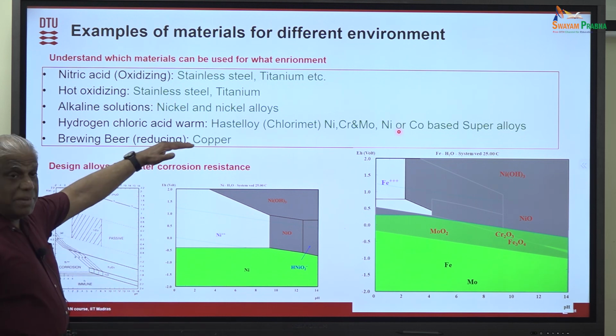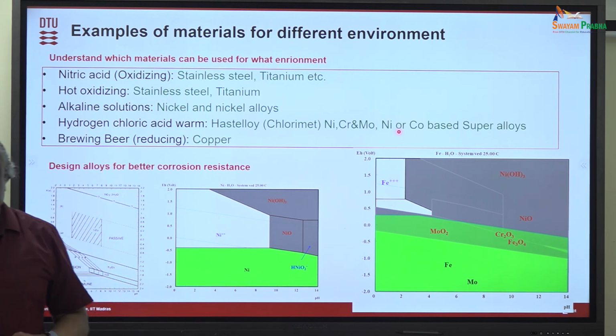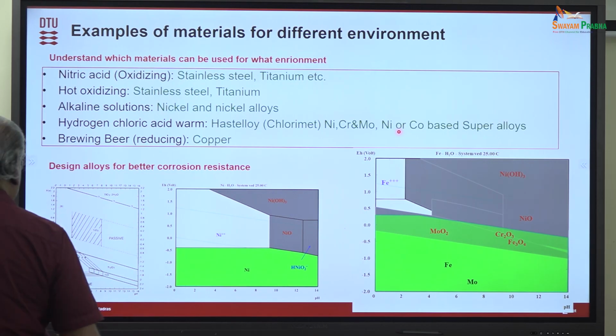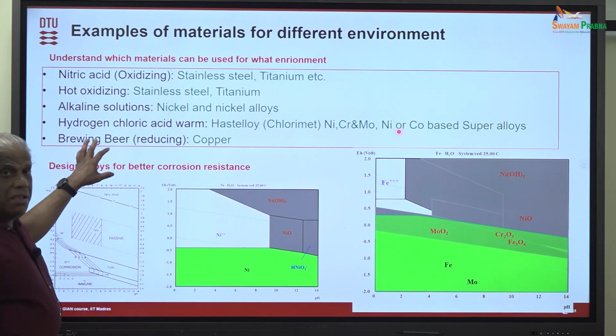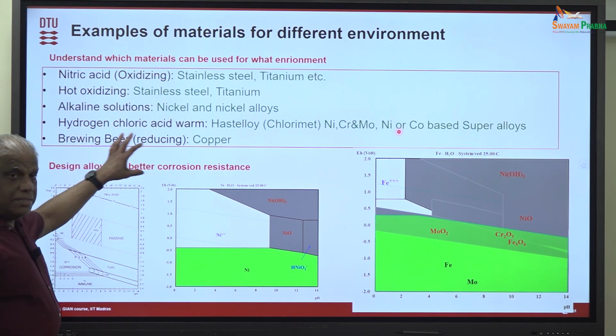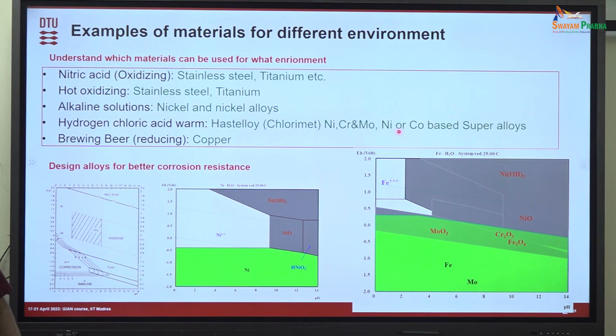So at least the better thing there is the noble metal. So they use noble metals, like copper. If you go to a brewery, where they make beer, you will see big copper vessels, because that's the best material they can use, since beer production is a reducing condition. So copper is the best material to be used there. That is kind of a thumb rule.